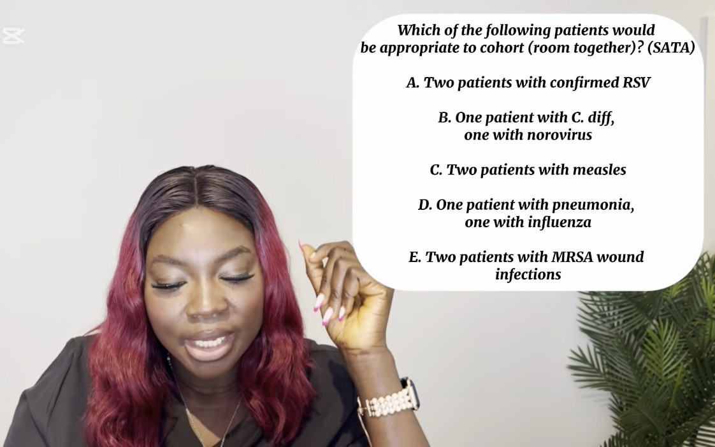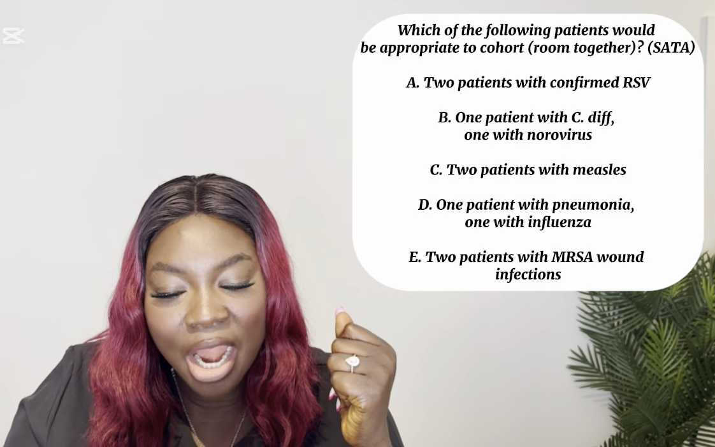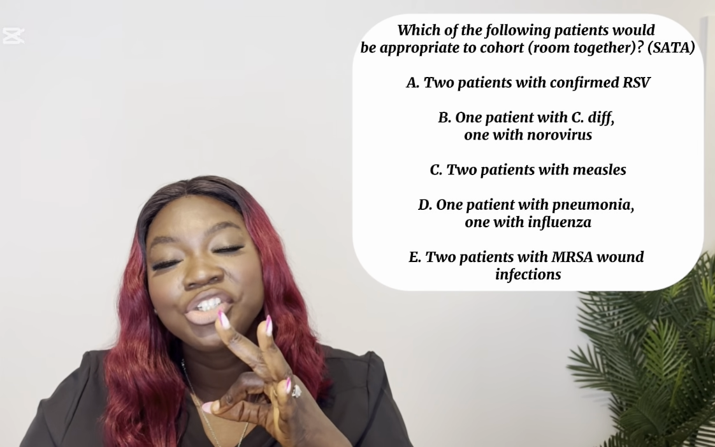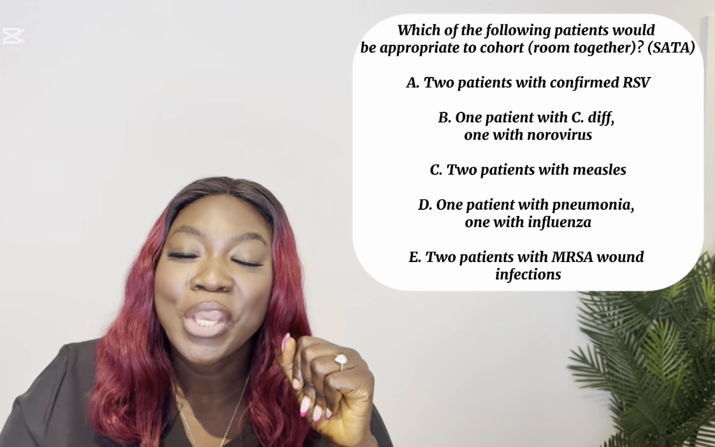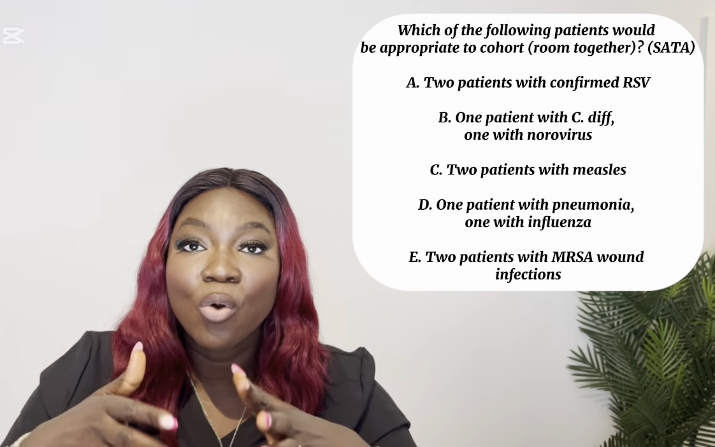Now, A, let's go through it together. 2 patients with confirmed RSV. Absolutely yes. Respiratory syncytial virus. You can cohort these 2 together because they have the same infection, RSV. So you can cohort them together.